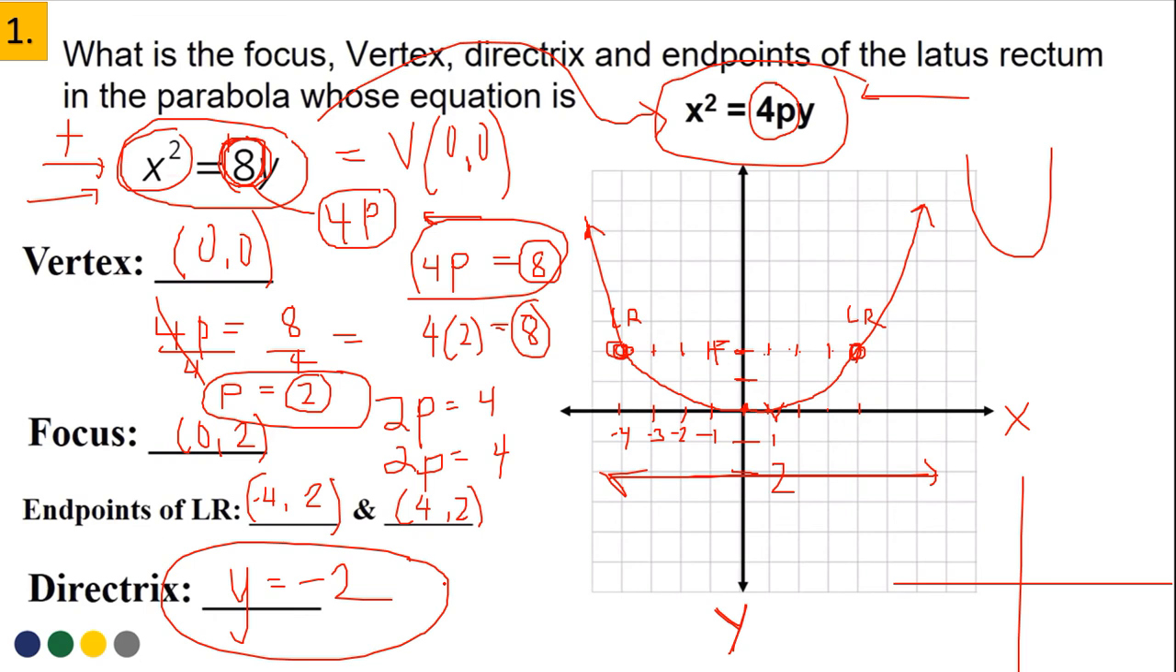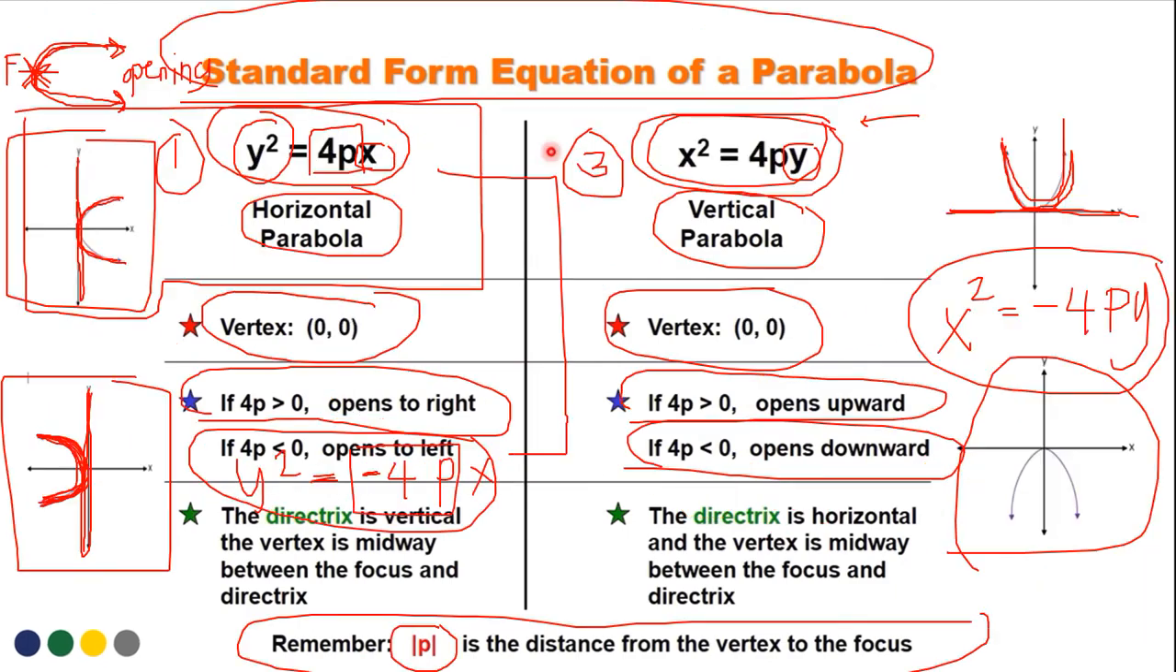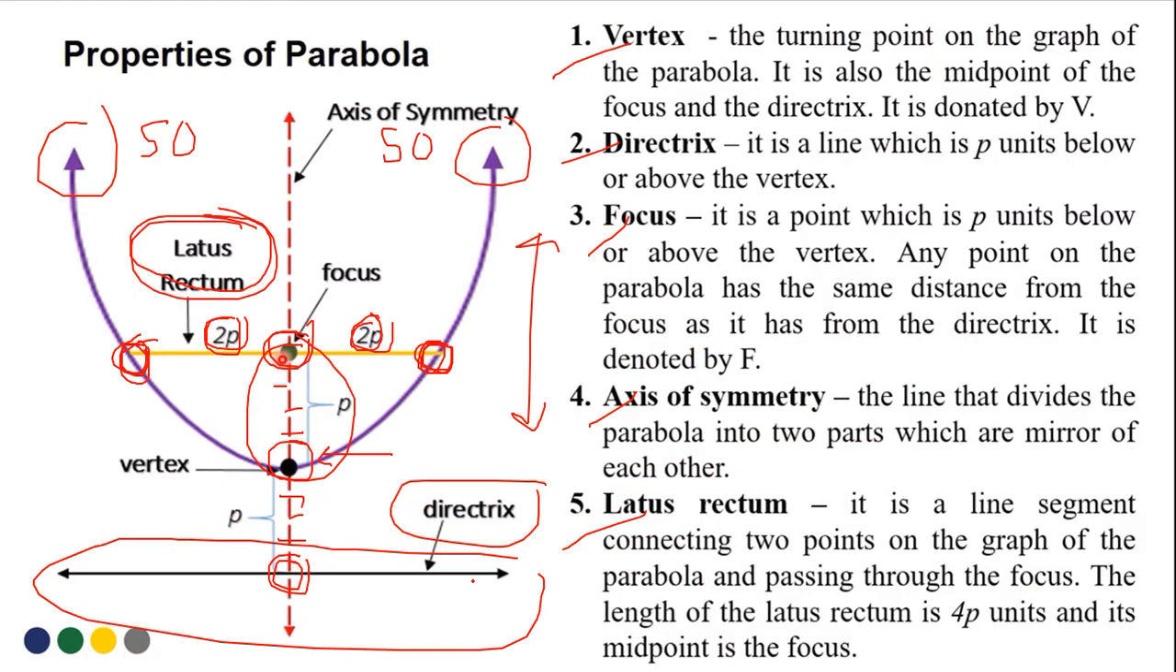Basta mag-start ka palagi sa F. Count ka sa F from right to left. Kaya nga ang sabi niya dito 2p, di ba? Di ba nakuha na natin yung value ng p, di ba? Ano yung value ng p natin kanina, di ba? 2? Tama?